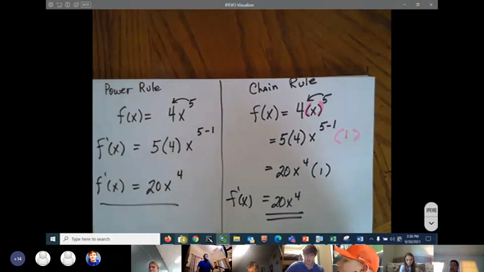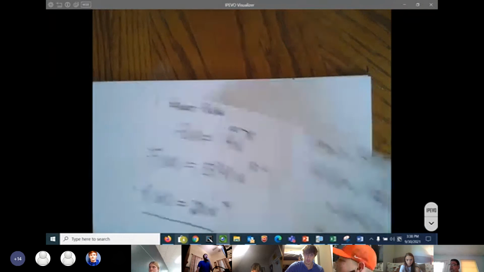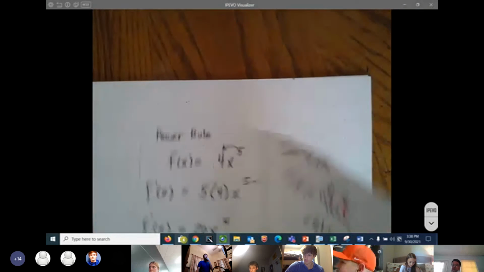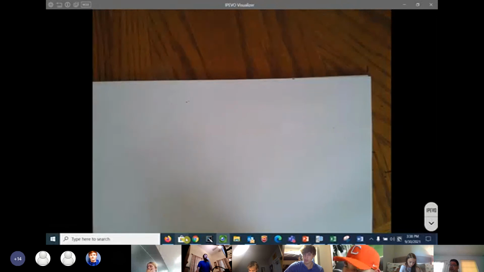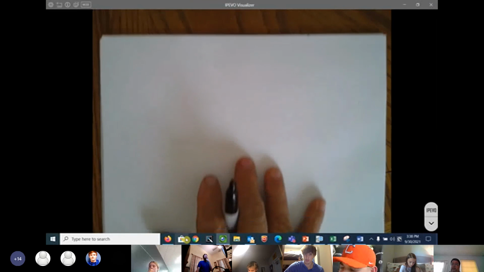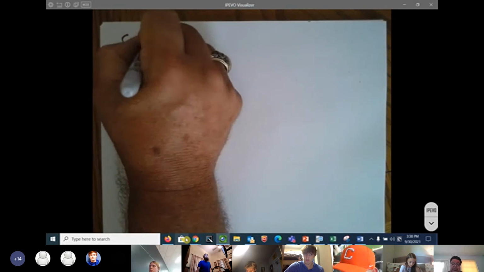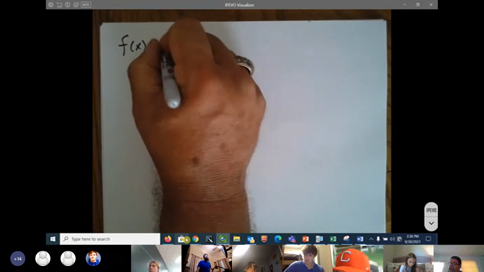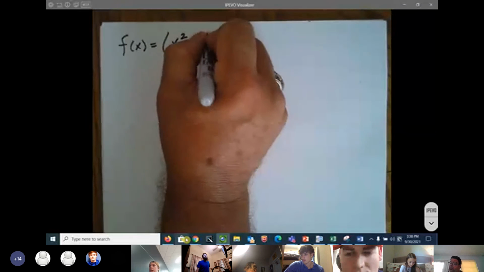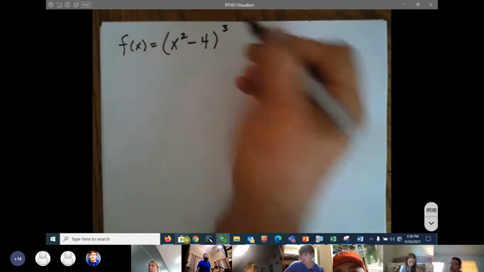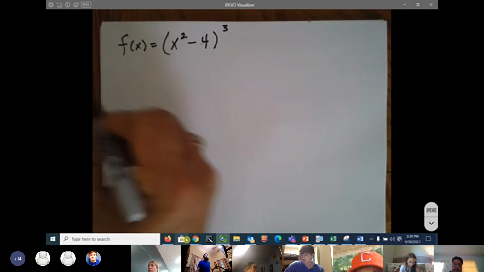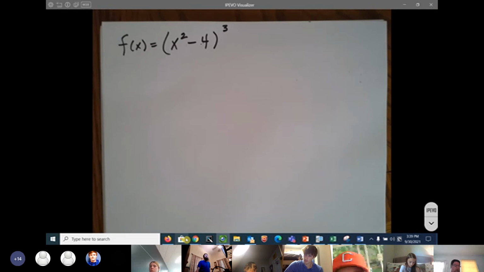So now let's do these examples that I showed you. Or let's do 2 of them. We'll do e to the x later. Here we go. F of x is equal to (x squared minus 4) to the 3rd power. And take my handy dandy pink marker.